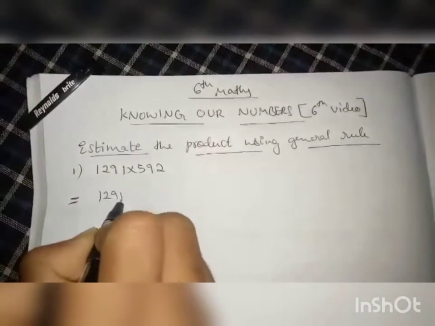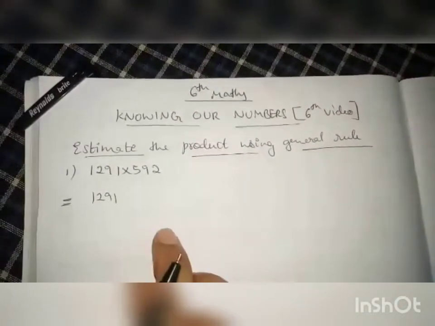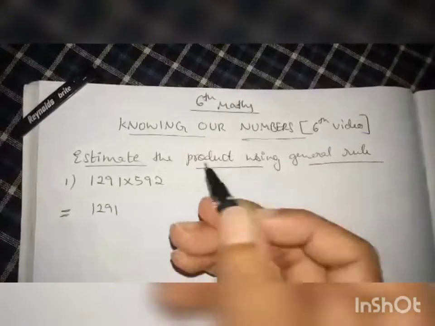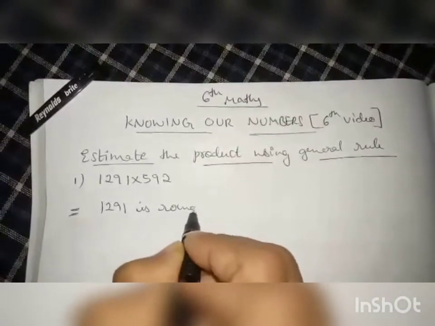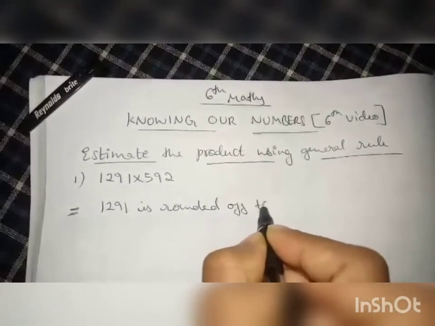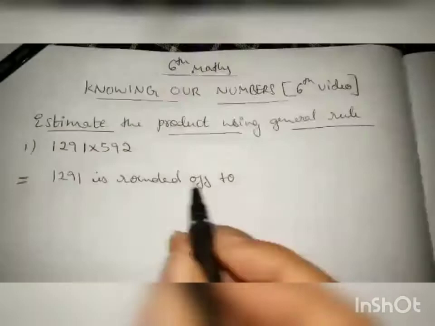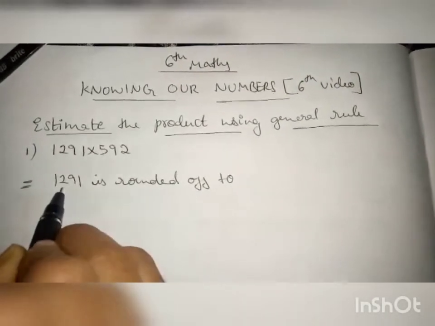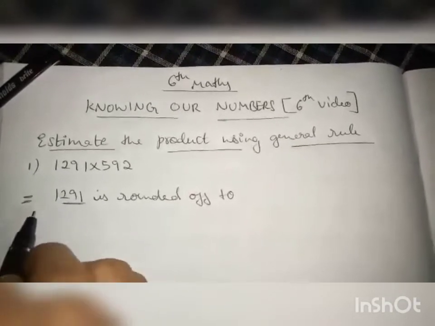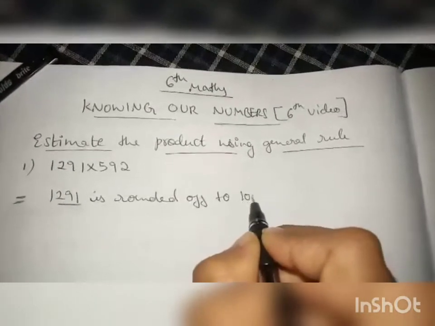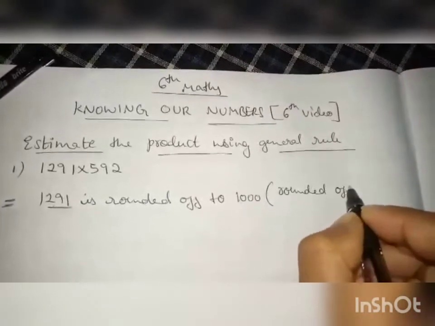So 1291, since it is in thousands, we'll think of rounding off to thousands itself. When you're rounding off to 1000, you have to see the hundreds place. Less than 500 means you will round it down to the previous one, so it will be 1000 itself. So here you have rounded off to thousands, to 1000.